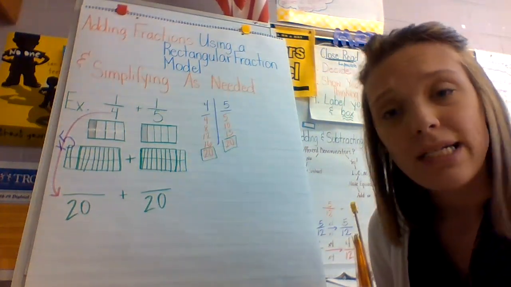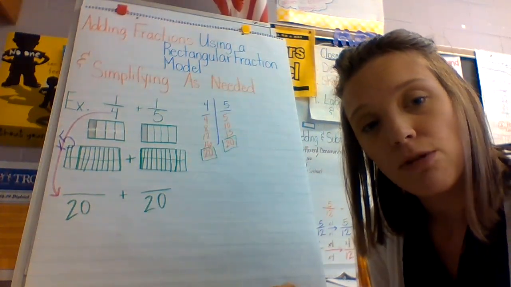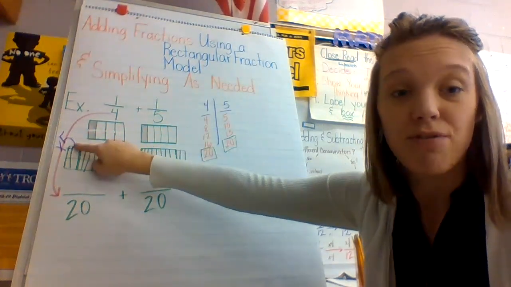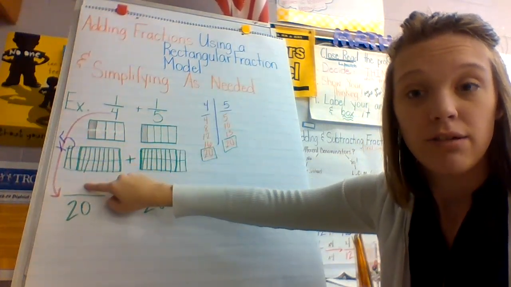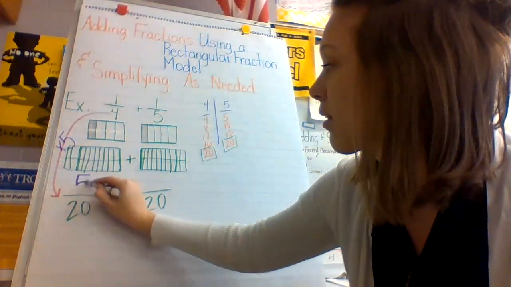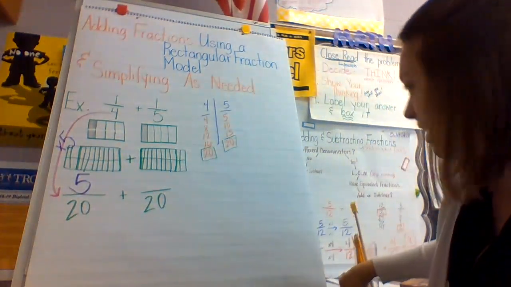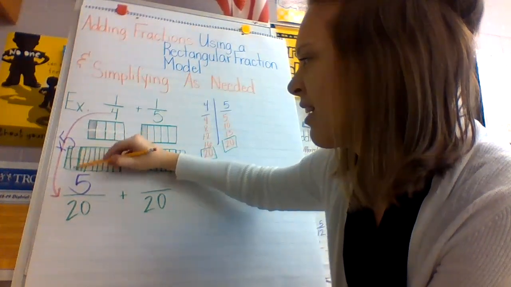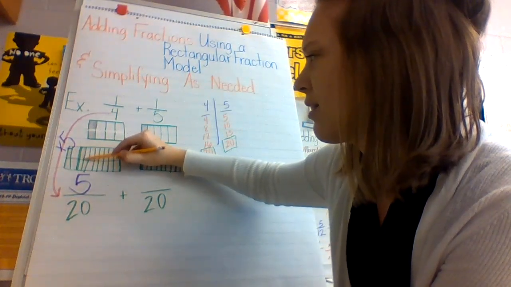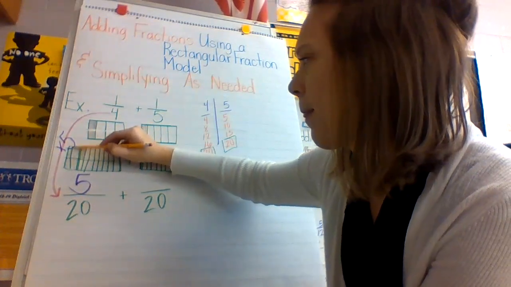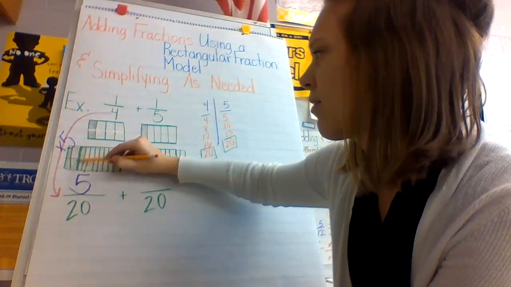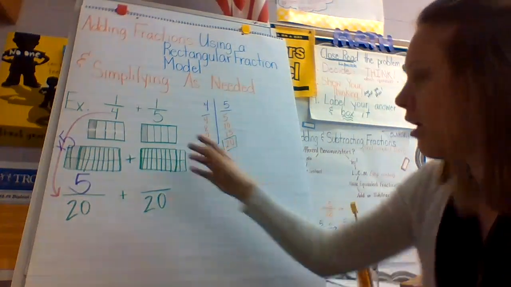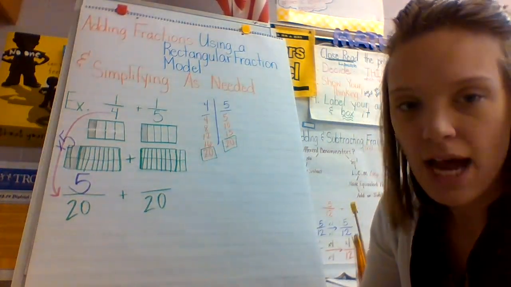I multiplied my denominator by 5, so I need to multiply my numerator by 5. 1 times 5 is 5. And then I'm going to shade in my 5 here. Beautiful. All right, next, I'm going to do the same exact work for 1/5.